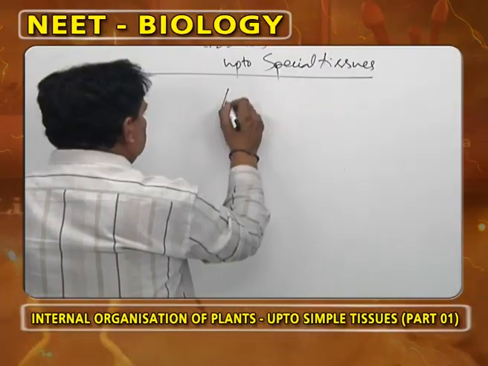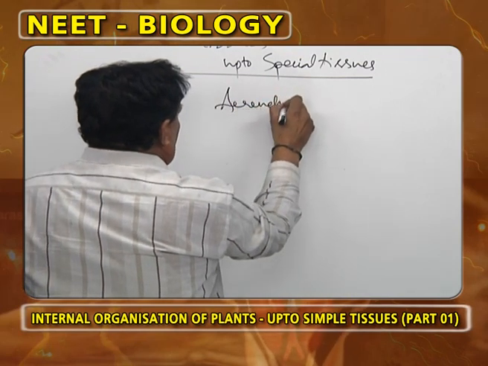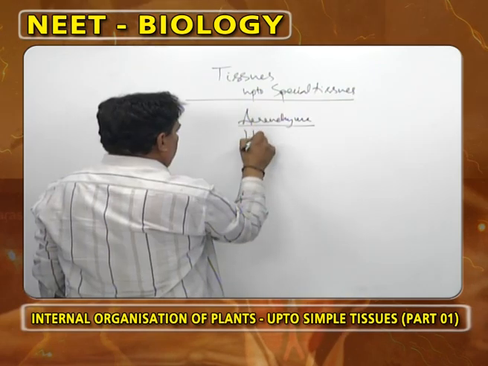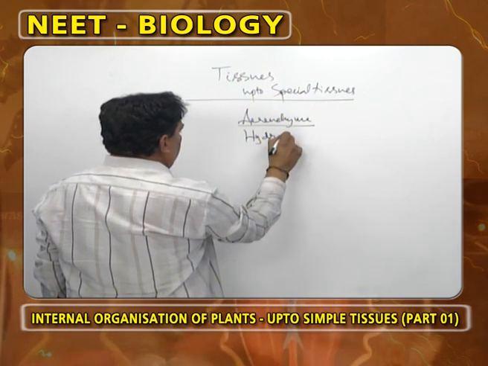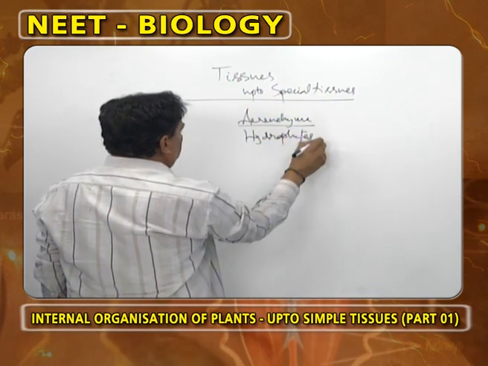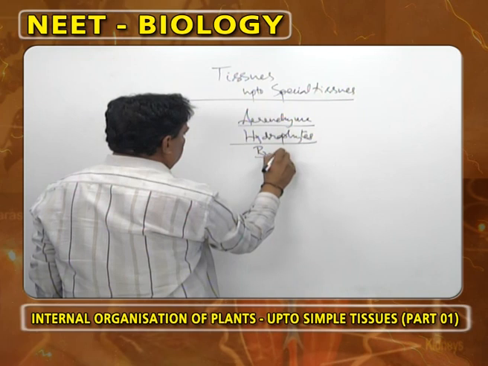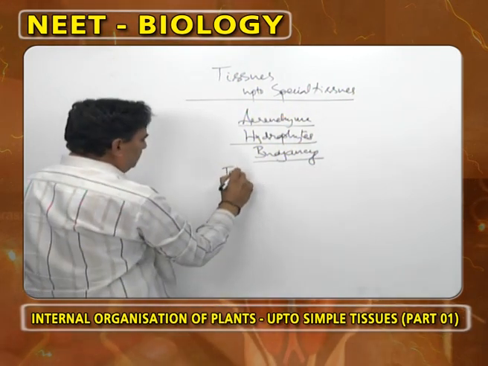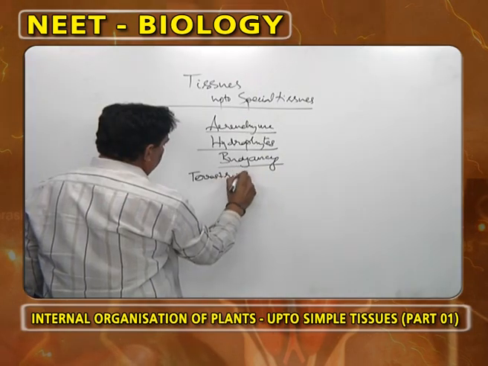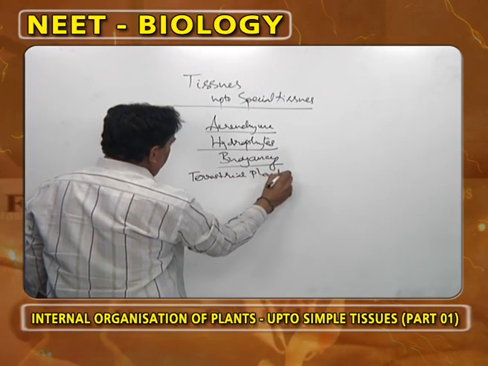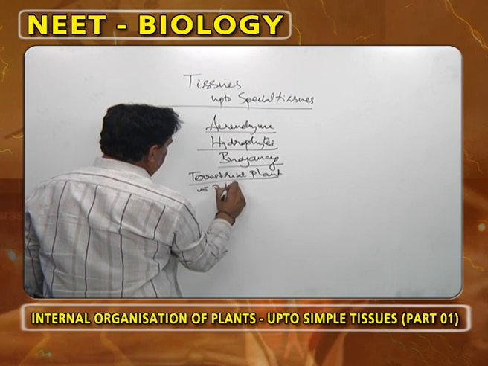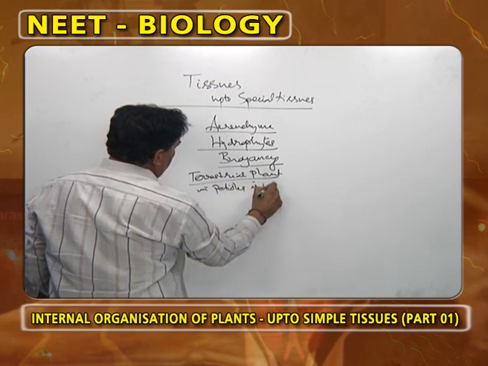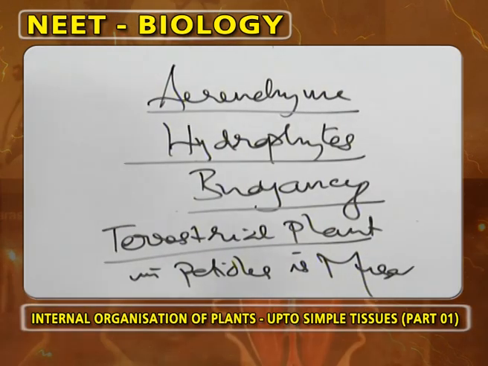Aerenchyma is a parenchyma with large intercellular spaces. It is a special feature of all hydrophytes as it helps in buoyancy, making the plants float on water. The terrestrial plant with aerenchyma in its petioles is Musa. So, Musa shows aerenchyma in its petioles.